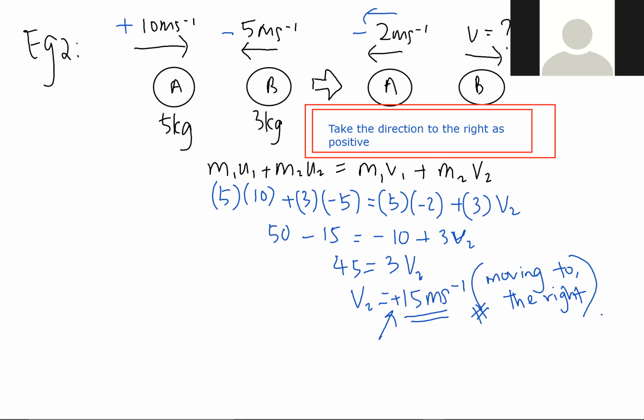Okay, now we'll take a more detailed look at the kinetic energy in inelastic collision. One typical example, the famous example of inelastic collision, is two billiard balls colliding together.